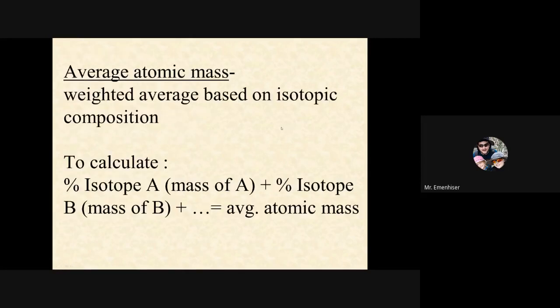Okay, so average atomic mass was the weighted average based on isotopic composition. So different isotopes have different weights. And so if you have an isotope that is very common, let's say it's 90%, and that isotope is heavy, what that means is that isotope will bring the average up. So it's a weighted average. So isotopes that have more abundance and more mass will bring the average up. Isotopes that are lower will bring the average down. So it's not a normal average like grades, right?